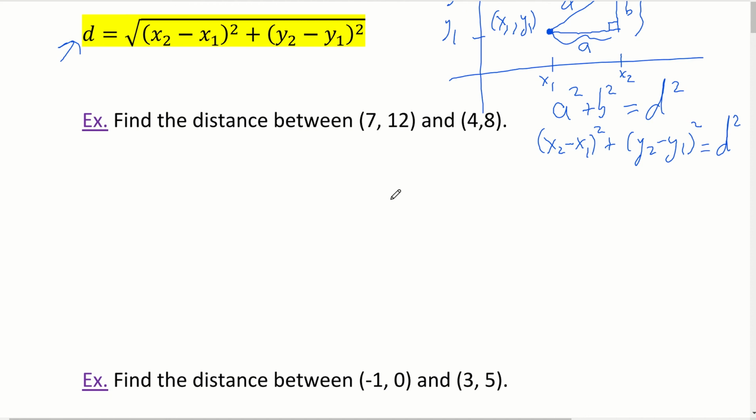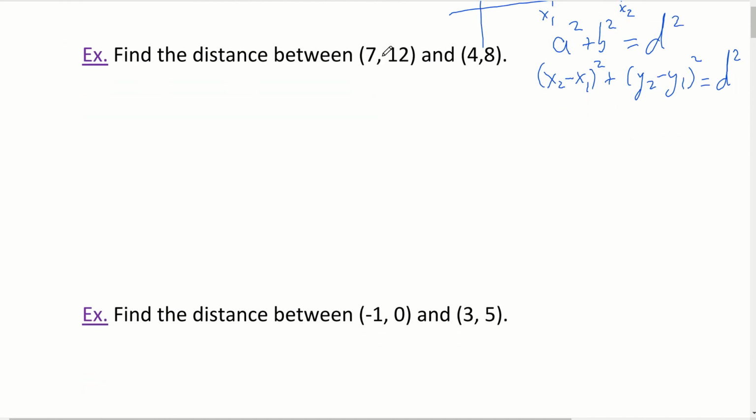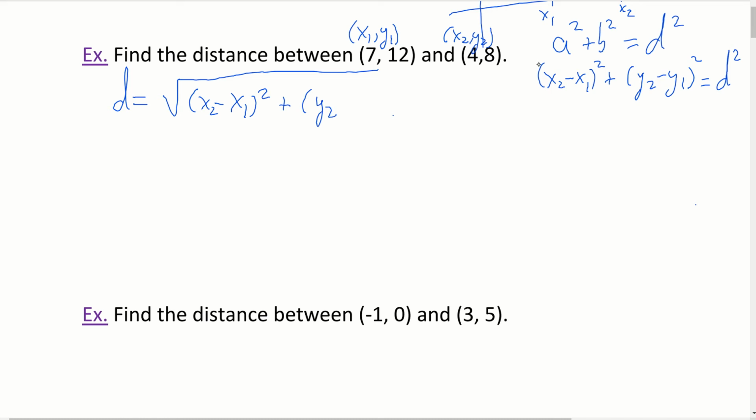Let's use this in an example. Let's find the distance between the 2 points 7, 12 and 4, 8. So we'll call the first point, let's call that point 1. So that's going to be x1, y1. And the second point is going to be x2, y2. Again, that formula, the distance formula, is the square root of x2 minus x1 squared plus y2 minus y1 squared.